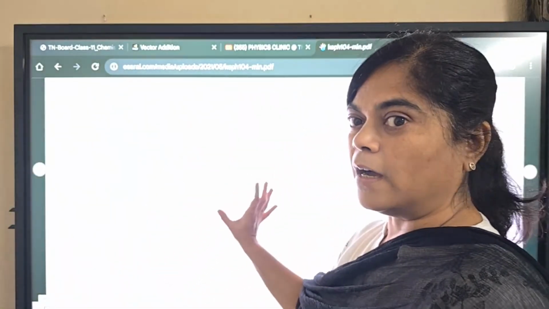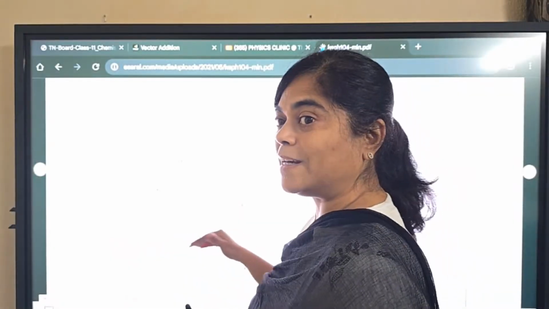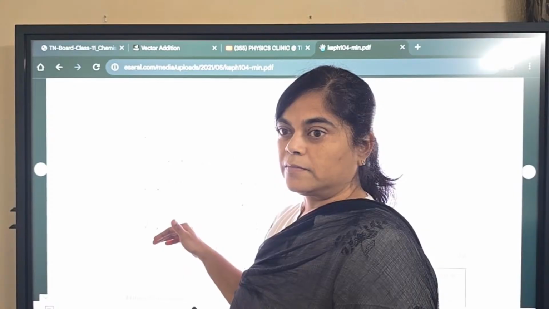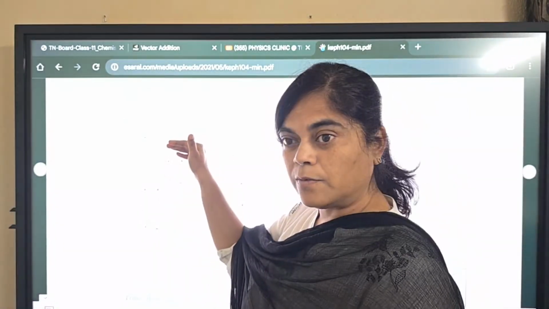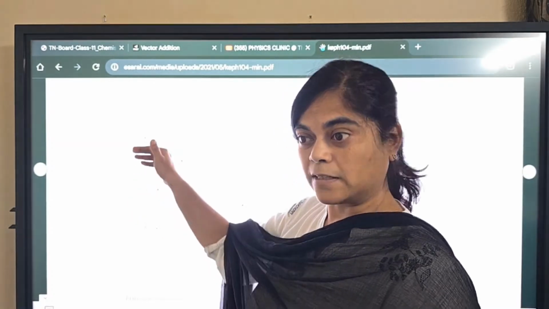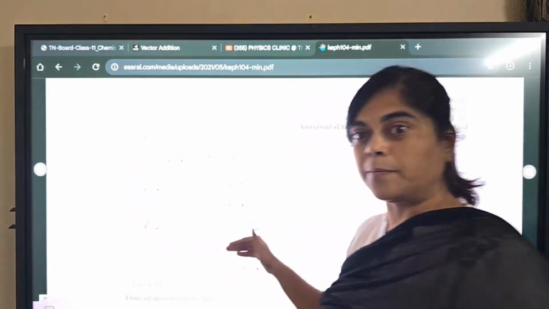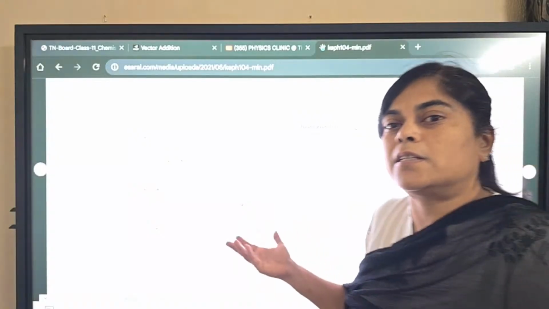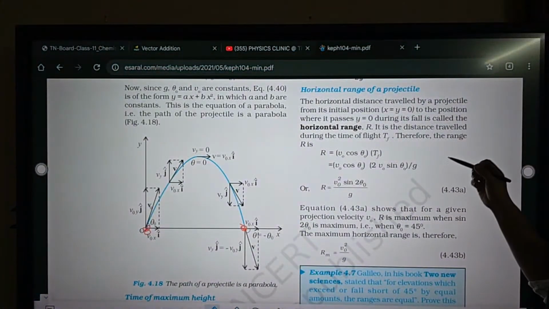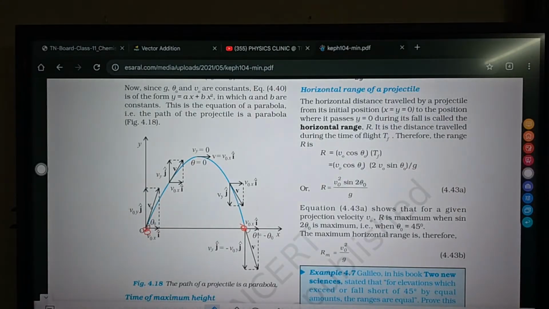So what displacement can we take? For the maximum height, we took the displacement along the y axis. For the maximum range, the distance displacement along the x axis. Clear? Can we take like that? So what is the x axis formula? What is x?